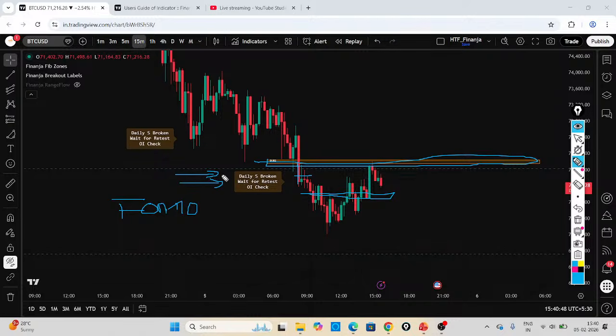It will ask you to rethink your trade. It will ask you to wait for the retest. Okay, so what it is saying, daily yes means support is broken. Okay, this is the daily support, right?